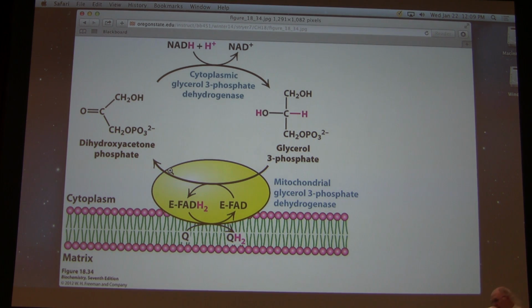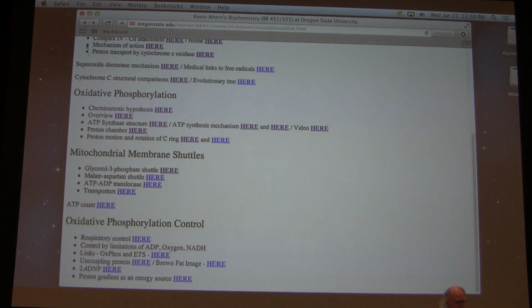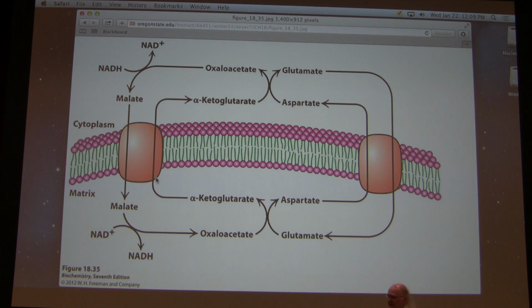To get things in through complex 1, we have to use a different shuttle system. The different shuttle system we use is called the malate-aspartate shuttle. It looks a lot more complicated, but it's actually not nearly as complicated as it looks. In fact, I'm going to simplify it for you significantly.